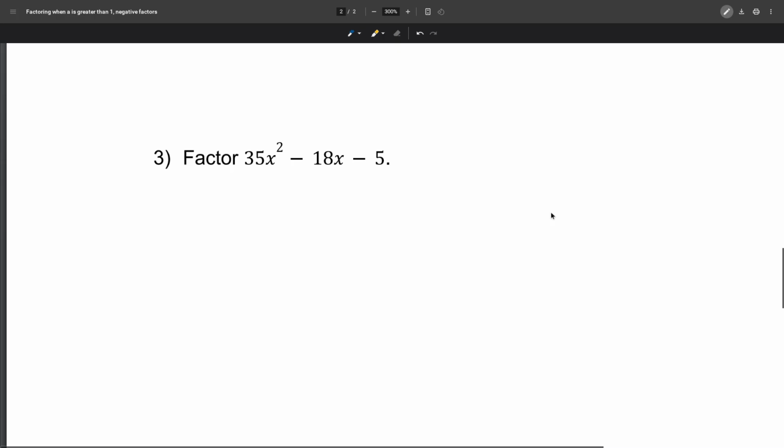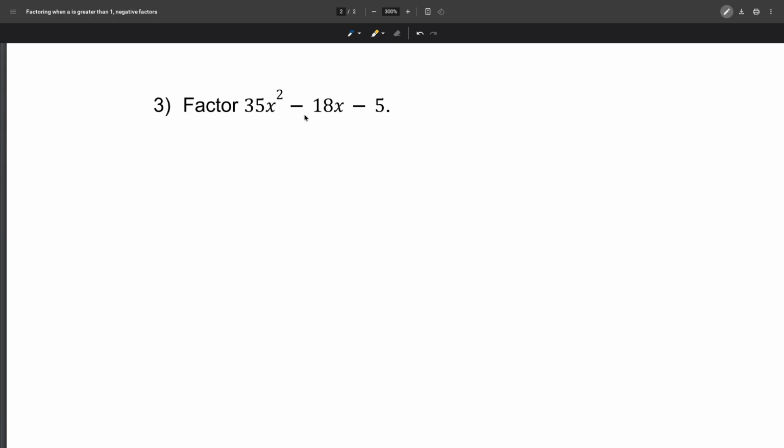All right, problem 3, factor 35x squared minus 18x minus 5. Okay, so I'm going to list the factors of 35. So 1 and 35, and I'm going to stick to positive factors for my factors of my coefficient in front of x squared. And then 5 and 7. Now we have a negative here and a negative here. So I'm going to have a negative and a positive factor, so either negative 1 times positive 5 or positive 1 times negative 5. I want my sum of my products to add to negative 18.